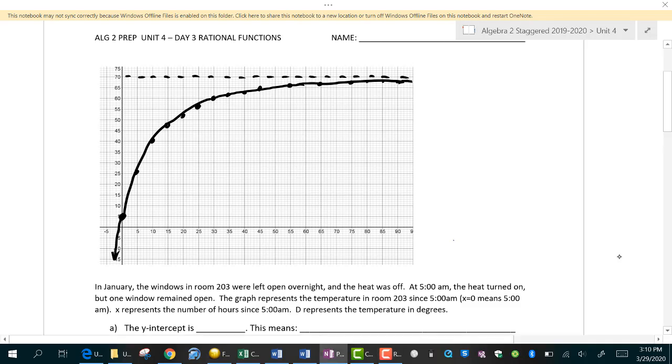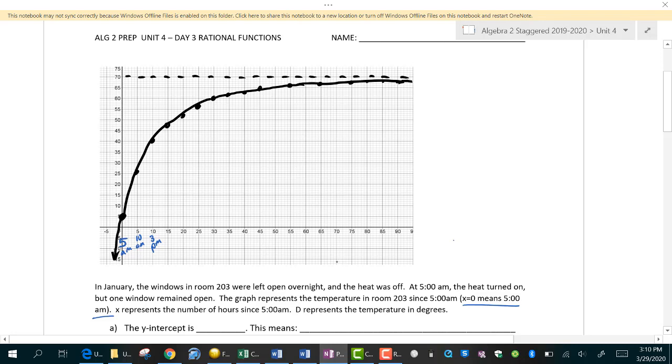So it tells us that x equals 0 means 5 a.m. So this would be 5 a.m. 5 hours later would be 10 a.m. 5 hours later would be actually 3 p.m., and so on. So we would just keep adding 5 hours. X represents the number of hours since 5 a.m. D represents the temperature in degrees.